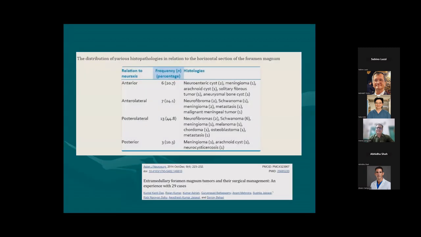Now, regarding lesions in the foramen magnum, fortunately, most of them, about 50%, are posteriorly located, either posterior or posterolateral, so they can be operated with a posterior approach. But only 20% are purely anterior, and 24% are anterolateral. So for this 40% group, one has to think whether they can be done through a posterior approach, or one has to have an alternative approach for these cases.